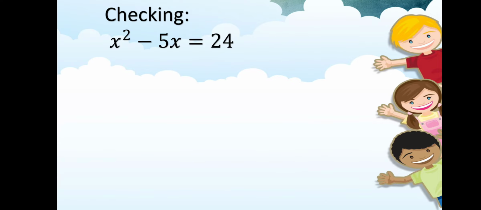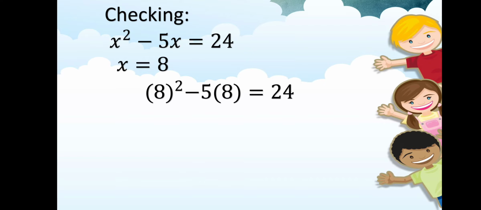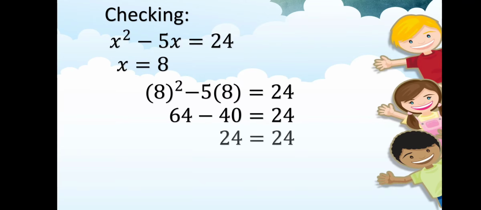Let's have the second root, which is positive 8. 8 squared minus 5 times 8 is equal to 24. Simplifying that, we have 64 minus 40 is equal to 24. Finally, we have 24 is equal to 24. That means positive 8 is correct.